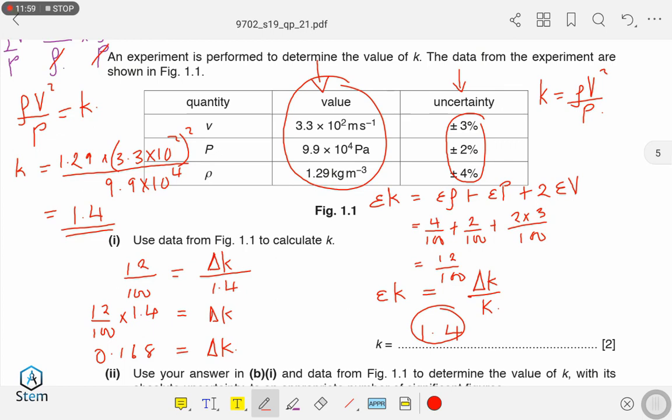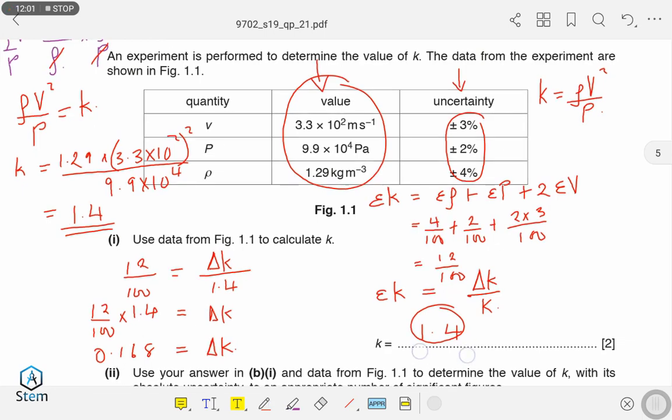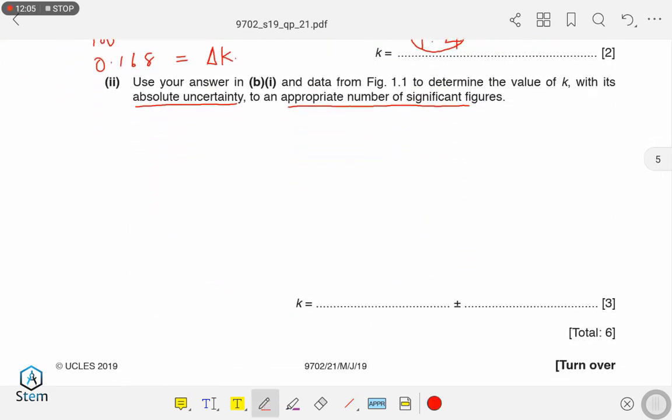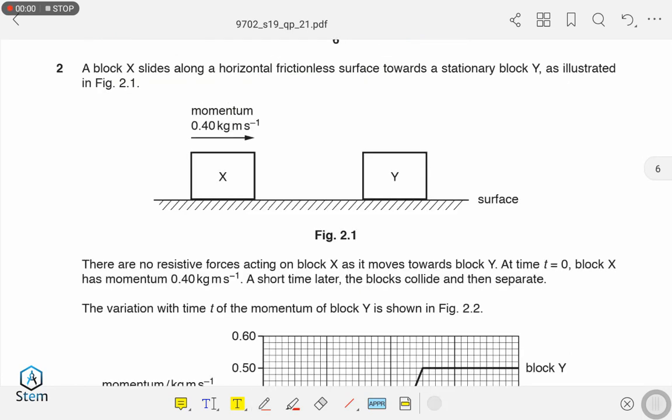So our value of K should be presented to two significant figures, that is 1.4, and our value of delta K should be presented to one significant figure, which is 0.2. This is the solution to our question number 1. Let us move to question number 2.